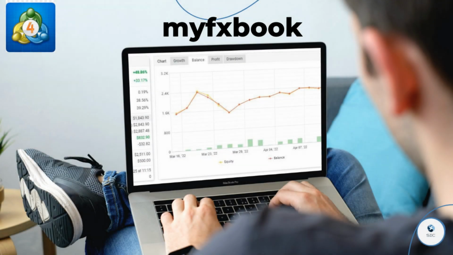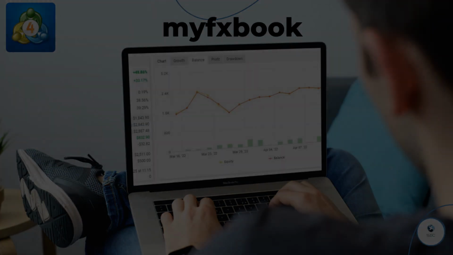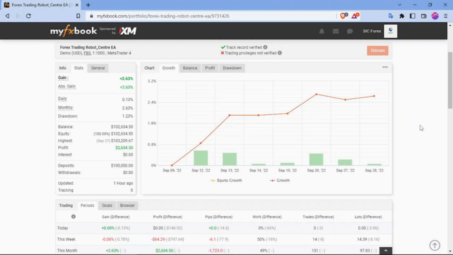In the next section, we are going to take a look at some more advanced statistics. To do this, I'm going to my myfxbook account linked to this expert advisor. myfxbook is a great way of keeping track of different statistics like gain, drawdown, etc. for multiple accounts in one place.